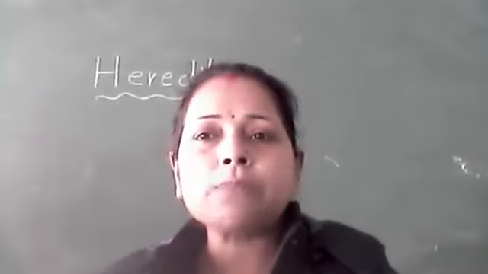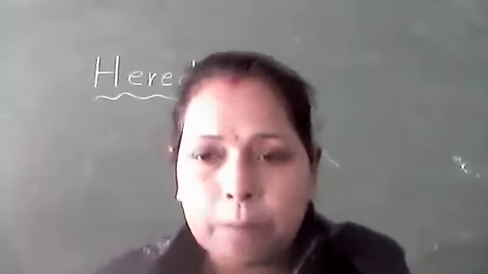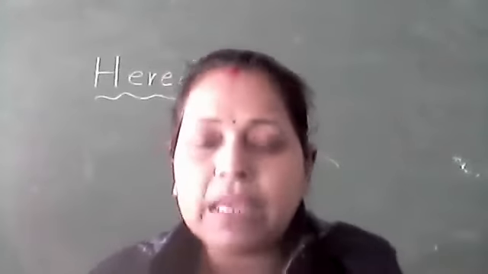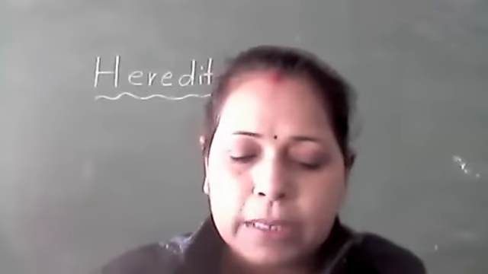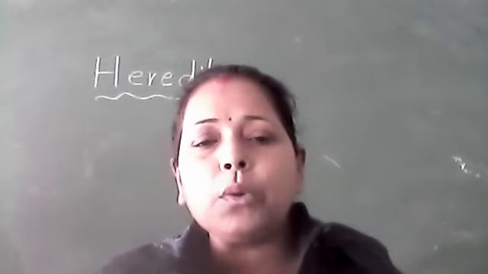Second one, it has perfect bisexual flower. Means a flower which contains both male and female part. So a perfect bisexual flower is present in pea plant. Next one, they are self-pollinating. Okay, the flowers are self-pollinating. That's why it is easy to obtain the pure line breed.